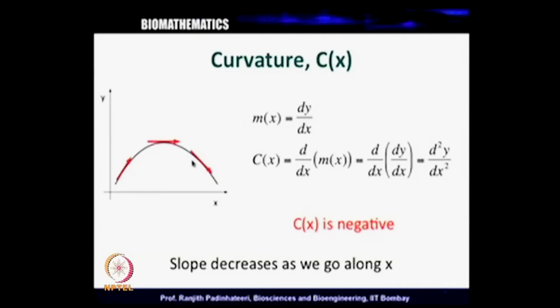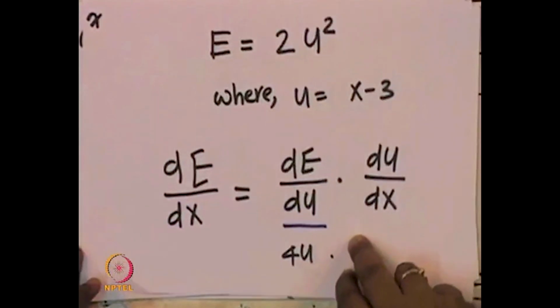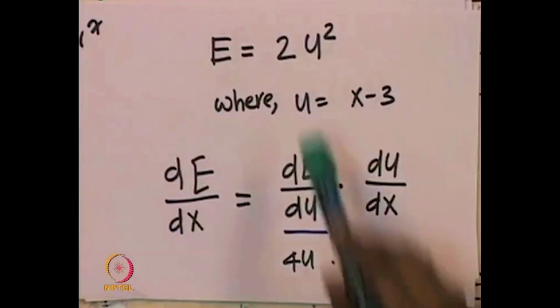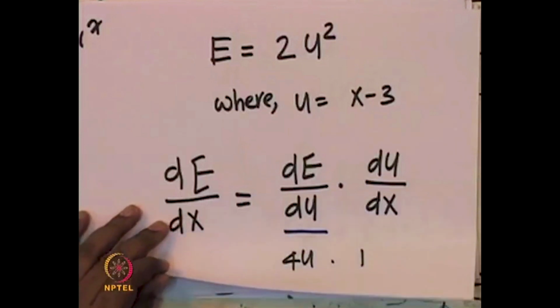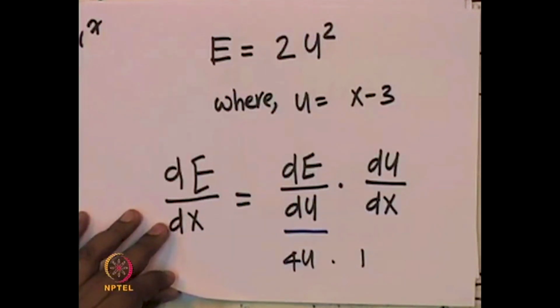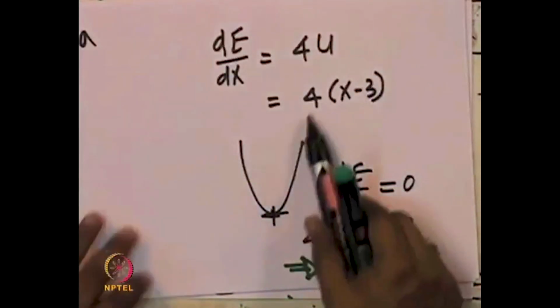So, now let us quickly do this. Let us have a look at this function once more, the function we learned. The energy is 2u square, where u is x minus 3. So 2 into x minus 3 whole square was the function we took, and we found the first derivative, which was 4u, or 4 into x minus 3.